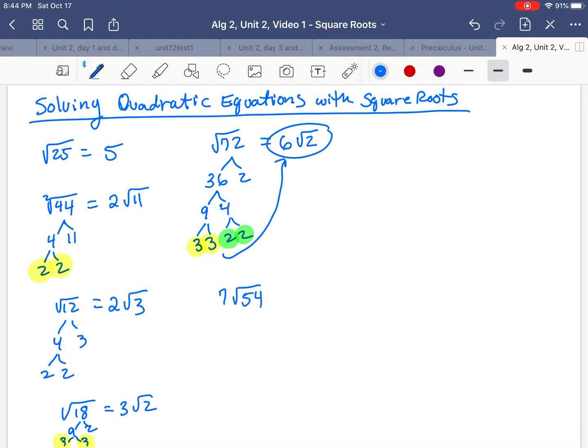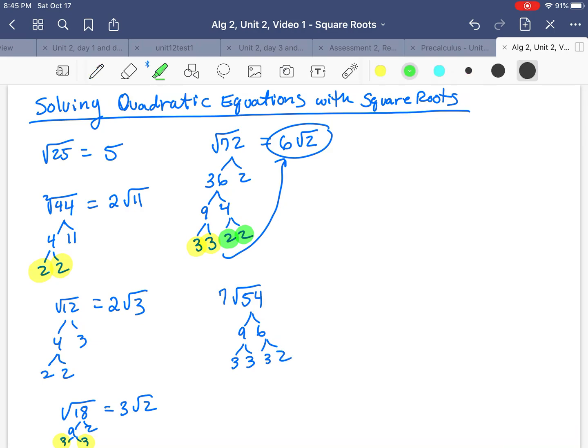All right, so let's do one where there's a number sitting outside. So 7 times radical 54. Okay, so remember, like I said, this is 7 times radical 54. So if I bring a number out, I have to multiply it by the 7. So 54 is 9 times 6, 9 is 3 times 3, and 6 is 3 times 2.